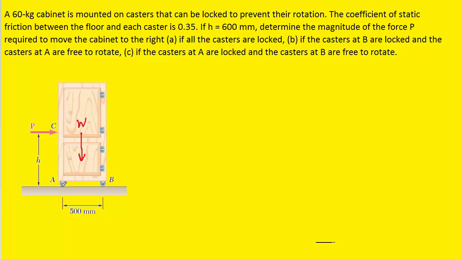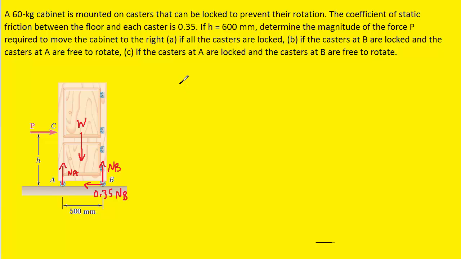We have the two normal forces, so we're going to have the NA pointing up and the NB also pointing up. Since the casters at B are locked, we're still going to have that frictional force pointing to the left, and so we can label that as being 0.35 times NB. But the casters at A are free to rotate, so there actually is no frictional force opposing the pushing force over here. So we're not going to put a frictional force, in this case, at point A.